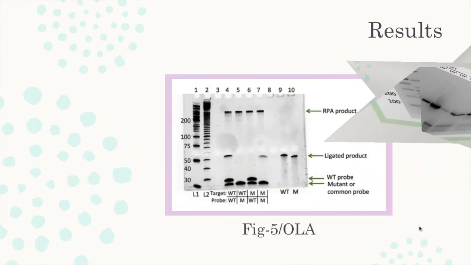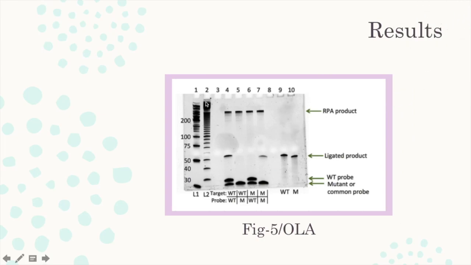So here we have the oligonucleotide ligation assay results. Lanes number 1 and 2 correspond to DNA ladders that we explained before. In lane number 4 we have the target of wild type DNA and the probe of wild type DNA too, so we hope to find a ligated product, as we can see here. But in lane number 5 we have a wild type target and a mutant probe. As they don't match, we cannot expect to see a ligated product here.